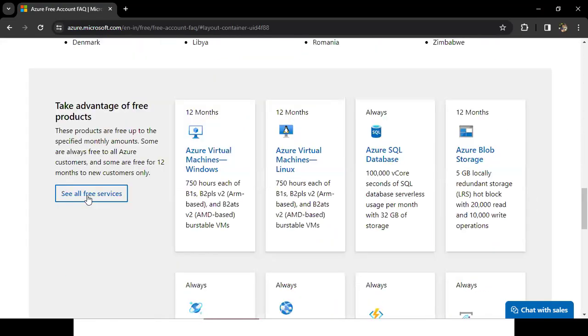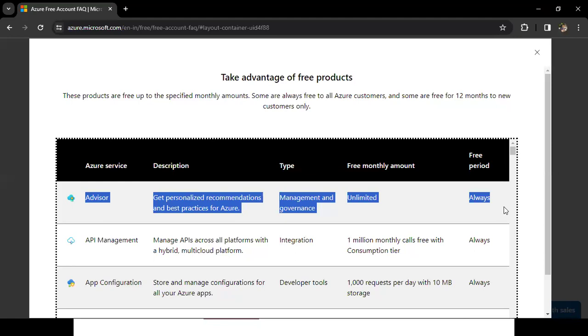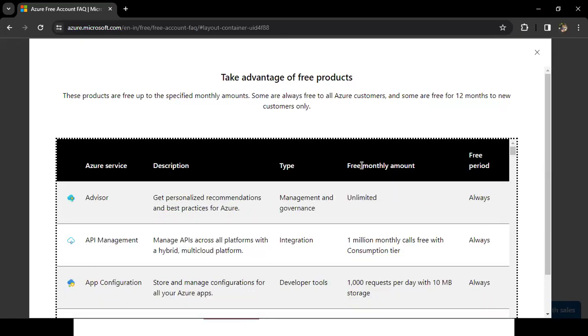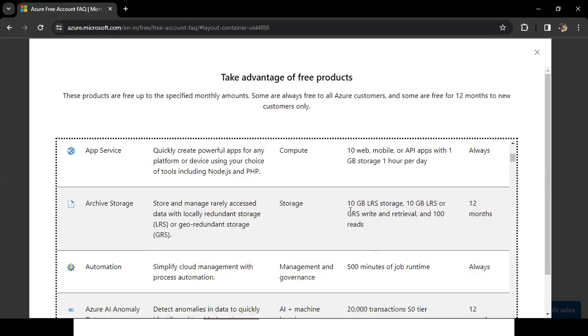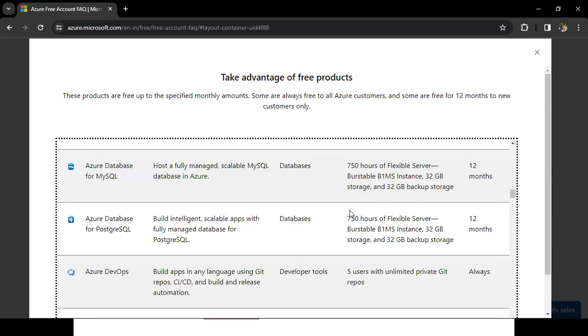So see all free services. We have one service called Advisor, unlimited always. This is unlimited free for lifetime. A few services we are getting always free, but there is some cap per month. This is a per month cap, not for 12 months or lifetime. Per month always you will get. Now I'll show you some more services here.